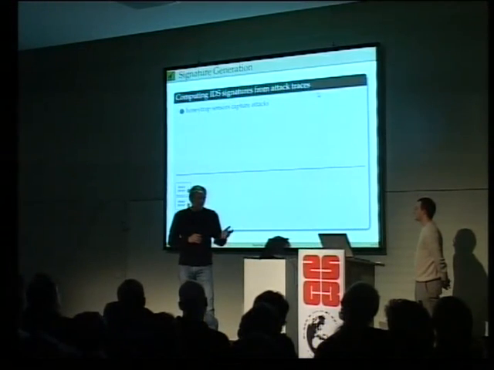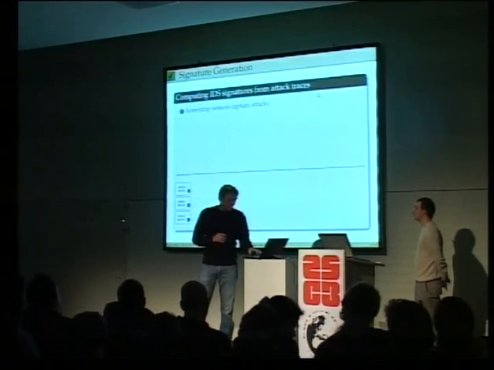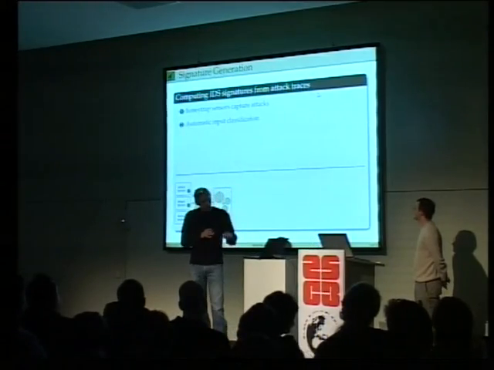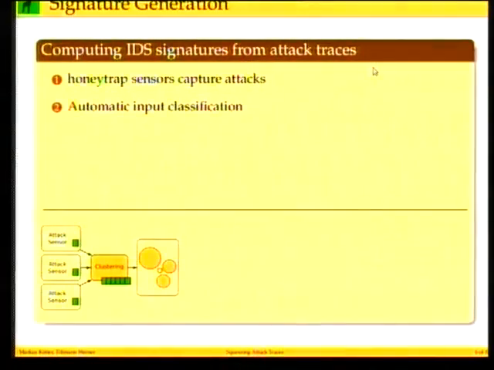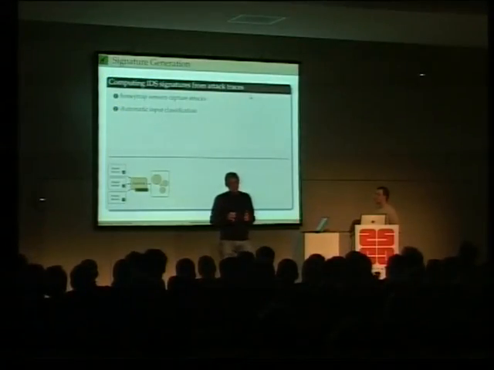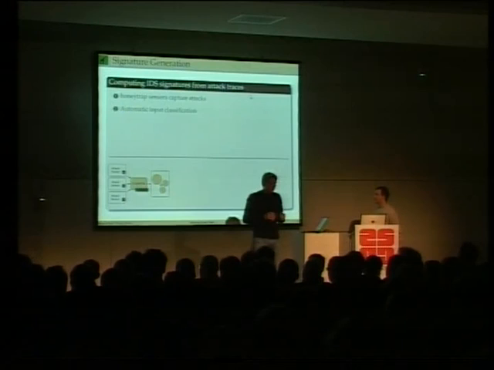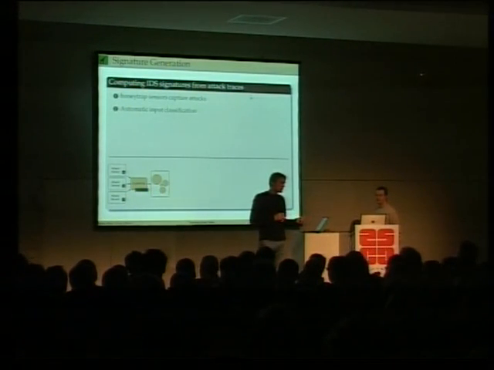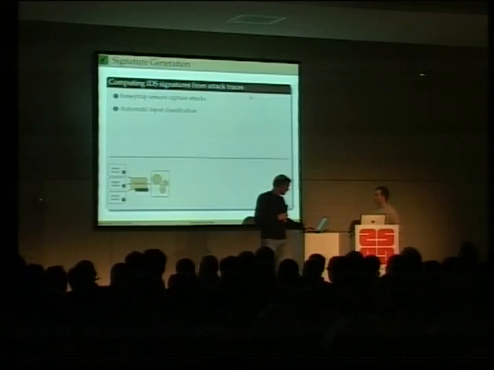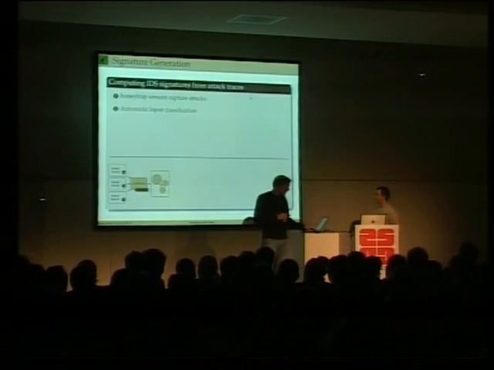The first step is that our honeytrap sensors collect attack traces. For the next steps I'll only provide a brief sketch here. If you are interested in this particular thing, you should talk to me afterwards. The next step is to automatically cluster or classify the inputs, so you group together the RPC-DCOM exploits, the MySQL password brute forces and so on. Of course, you want one signature for the RPC-DCOM, one for the LSASS exploit, and so on. So step 2 is a classification step.